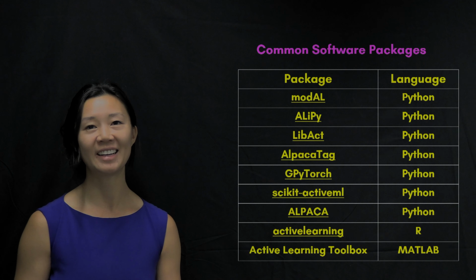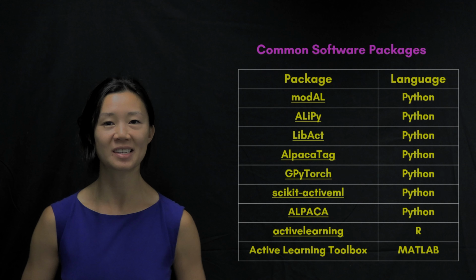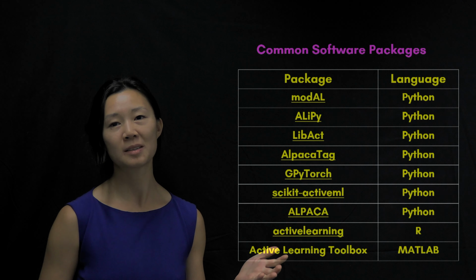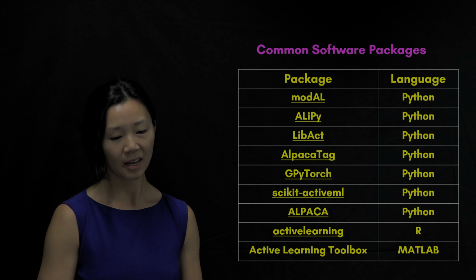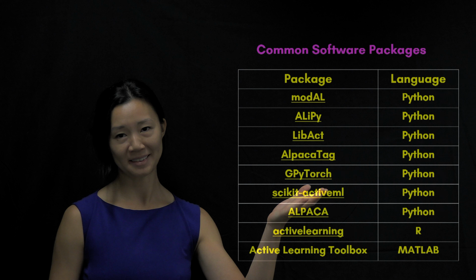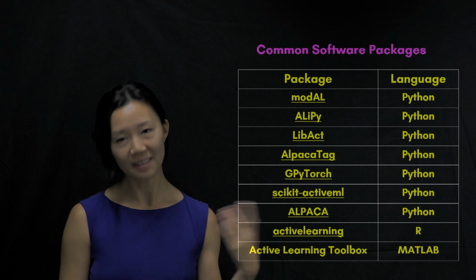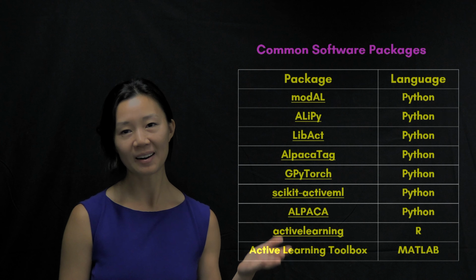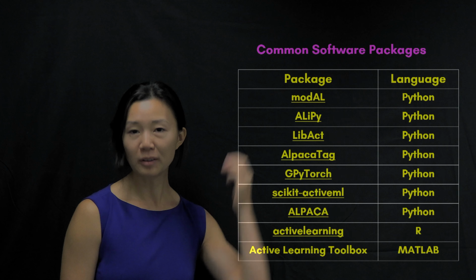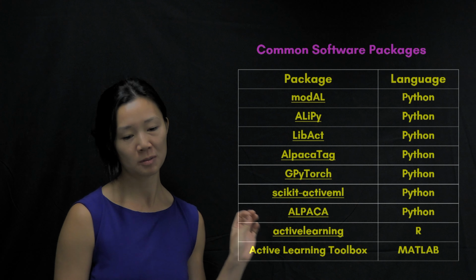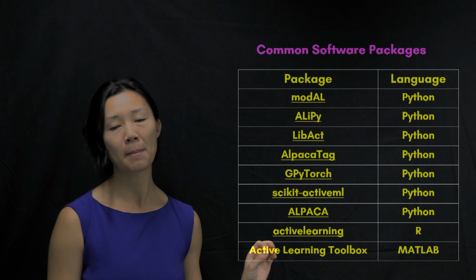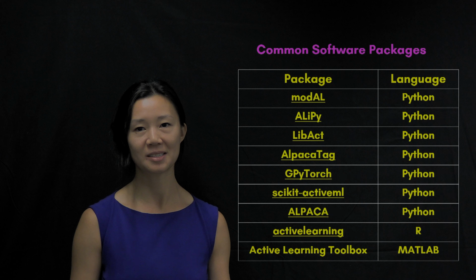If you're interested in implementing active learning for yourself, I will leave you with some common software packages. Many of them are in Python, as you can see, but there are a couple of packages in R and in MATLAB. All of these have links, which I will put in the YouTube description, except for the MATLAB package, which is behind a license.